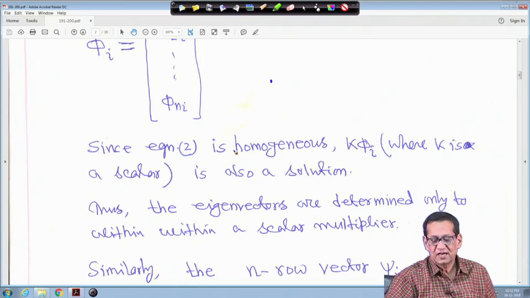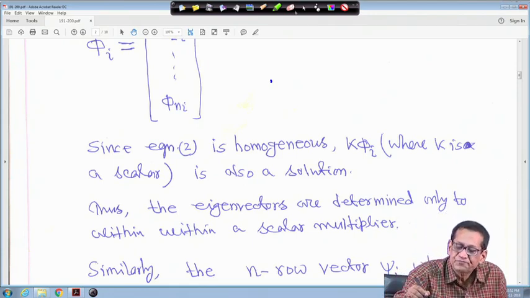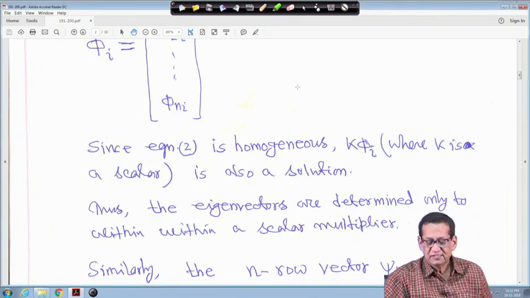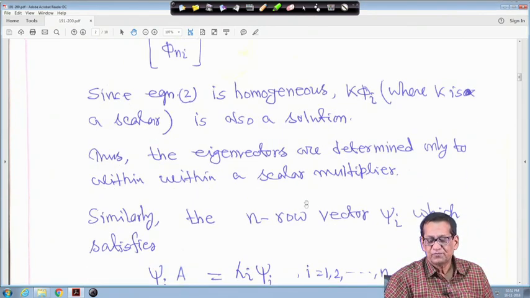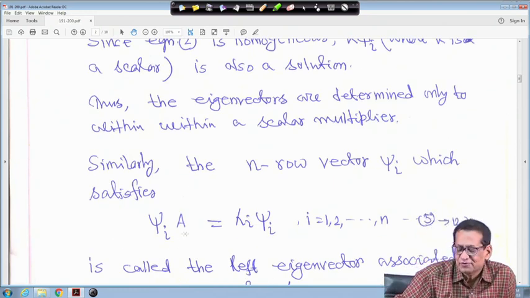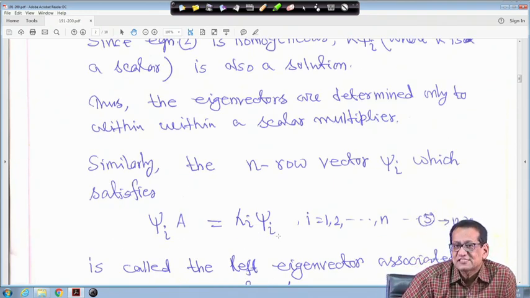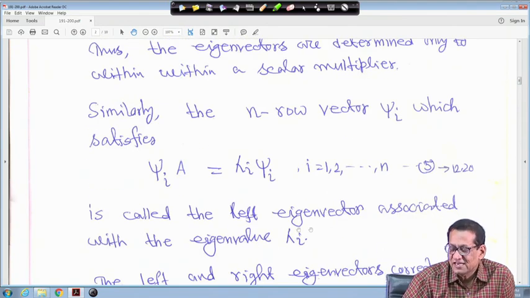Similarly, the n row vector psi i, which satisfies psi i A is equal to lambda i psi i for i equal to 1 to n, is equation 5. It is called the left eigenvector associated with the eigenvalue lambda i.